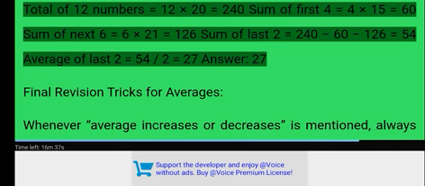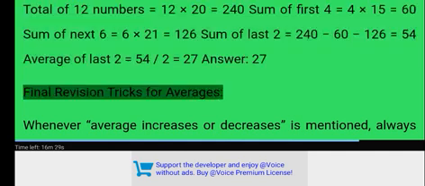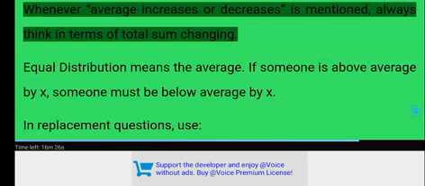Total of 12 numbers equals 12 times 20 equals 240. Sum of first 4 equals 4 times 15 equals 60. Sum of next 6 equals 6 times 21 equals 126. Sum of last 2 equals 240 minus 60 minus 126 equals 54. Average of last 2 equals 54 divided by 2 equals 27. Answer, 27.